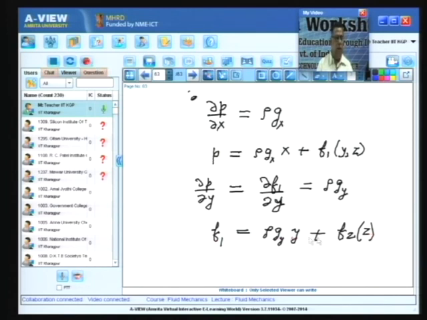Again, if I take this equation and differentiate partially with respect to y, the derivative of this term will be 0 and the derivative of y with respect to y is 1, and you will get back del p del y, which is del f 1 del y equal to rho g y. Now, our goal is to find this function f 2. So, let us first of all substitute this over here, we will get p is equal to rho g x x plus rho g y y plus f 2 of z.